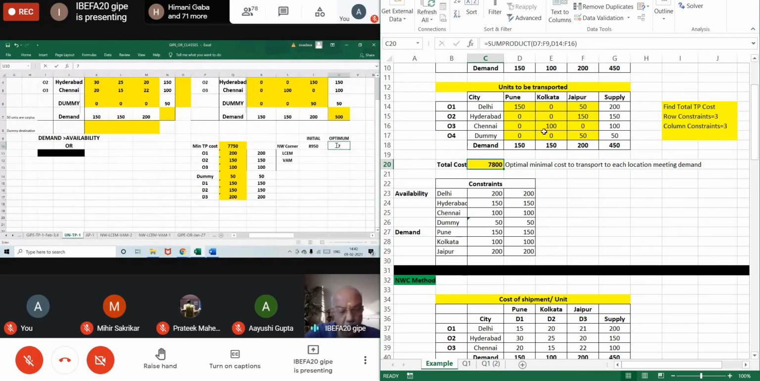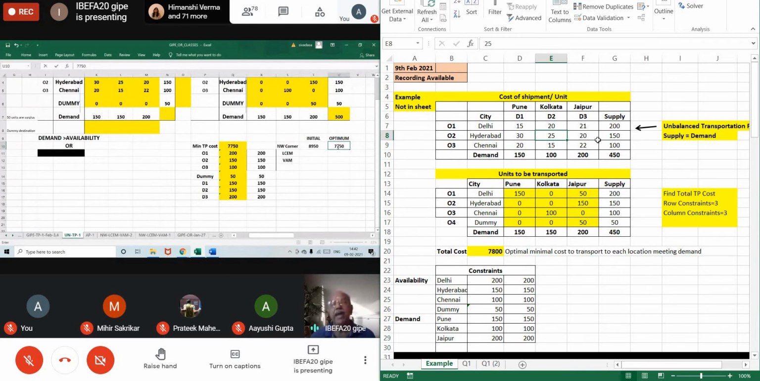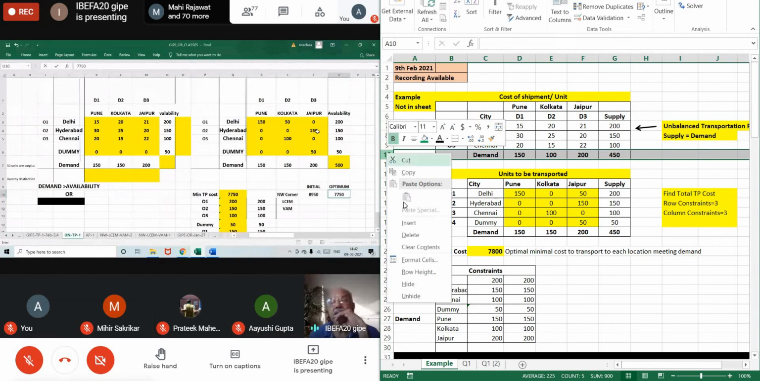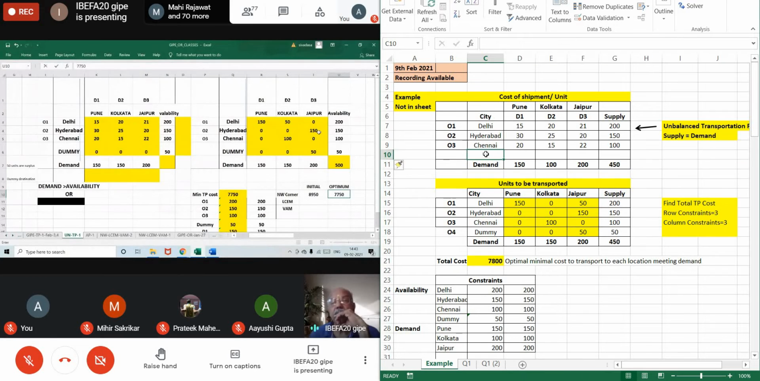$7,750 will be my optimum. Allocations come out to be different. Allocation comes out to be different. Instead of Jaipur, 100 will be given from Chennai, and instead of 50, 150 will be given to Jaipur. But still, Jaipur has a shortage of 50 units.